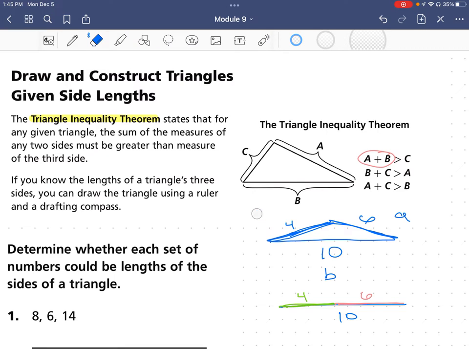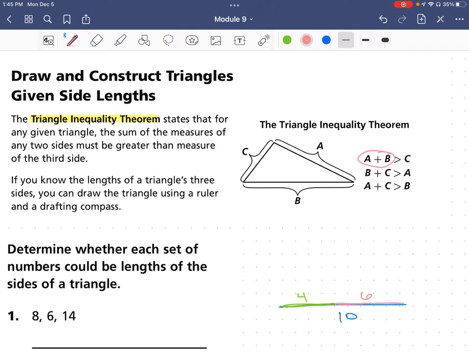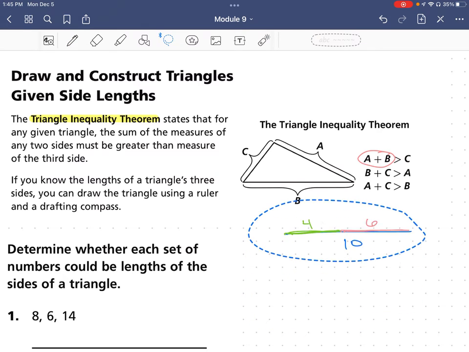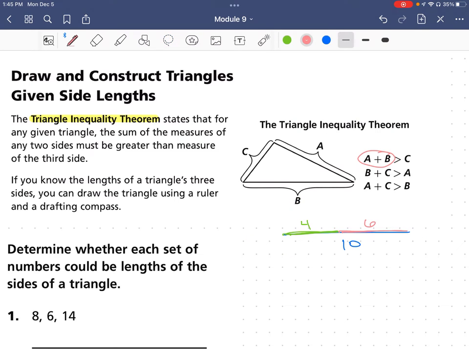And that goes for all of the sides. So if you have a B and a C, those need to be bigger than A, and then A and C still need to be bigger than B. But always try and visualize that when you're going through these problems. Will they lay on top of each other, or can they not even reach?